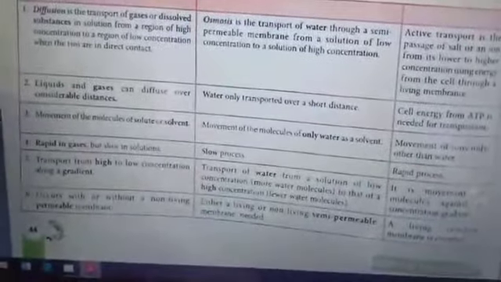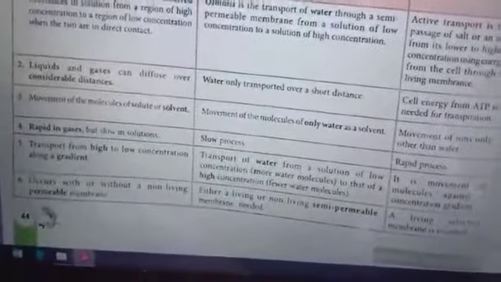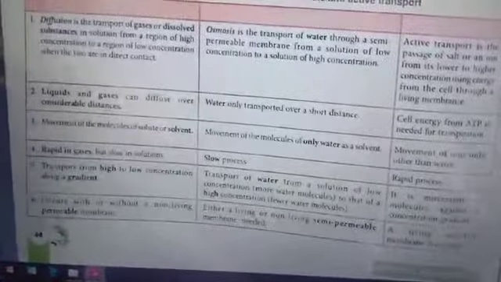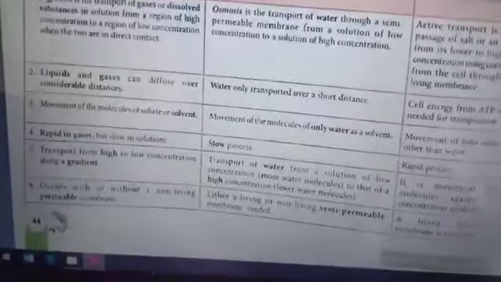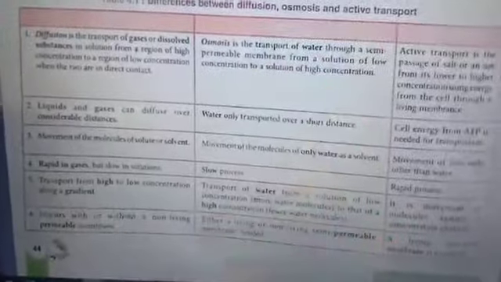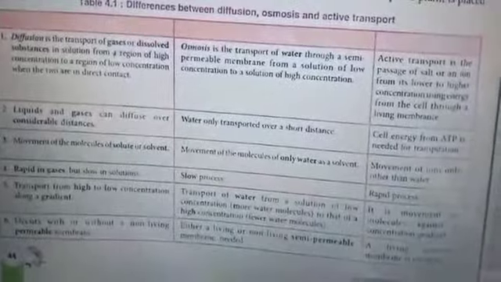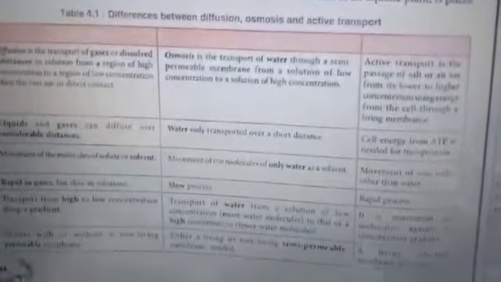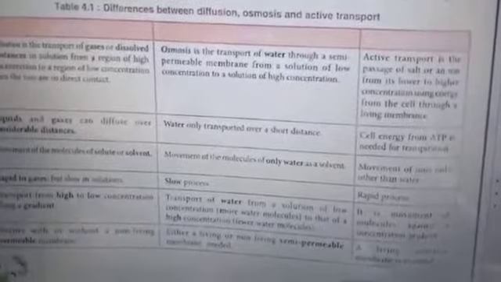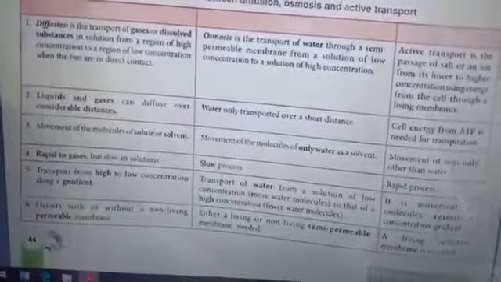So the solute concentration is lower in the beaker, higher in the funnel. But if you see the solvent concentration, that is higher in the beaker and lower in the funnel. So the solvent is moving from higher to lower, but the concentration, if we see, is from low to high. Don't get confused. This takes place with the help of a semi-permeable membrane. Active transport, as we have seen, is from lower to higher with the help of energy, totally against the concentration gradient.